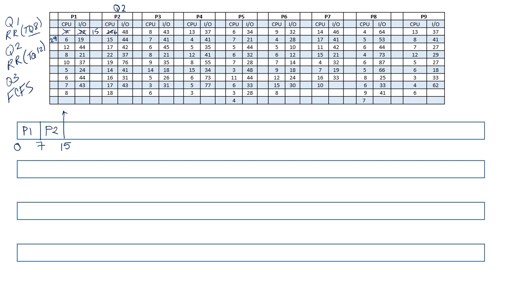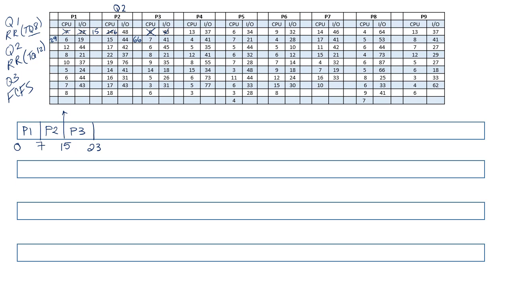The next one to go will be P3. P3 gets 8 time units on the CPU. It has a CPU burst of 8 time units. It will go out to I/O for 43 time units. So it will come back into the ready queue at time 66. Now the current time is 23.